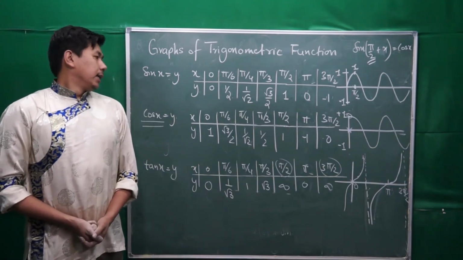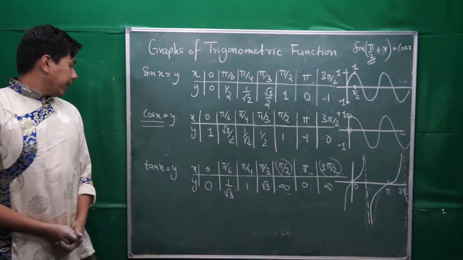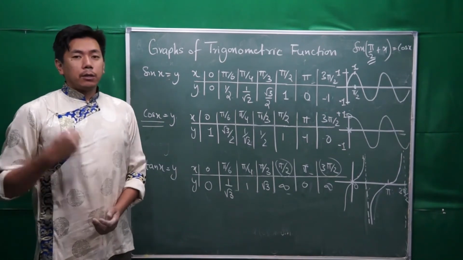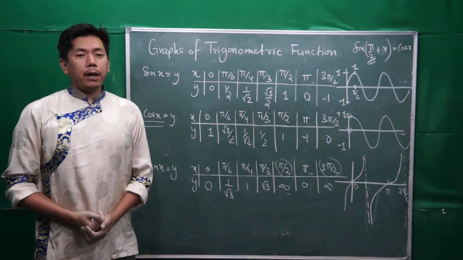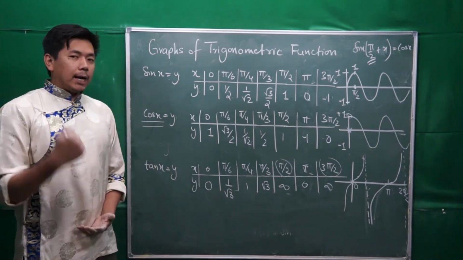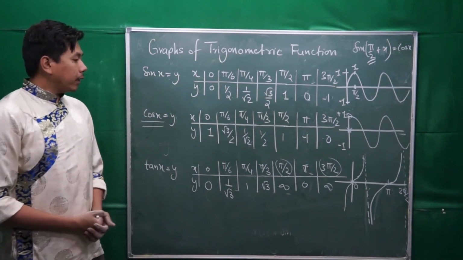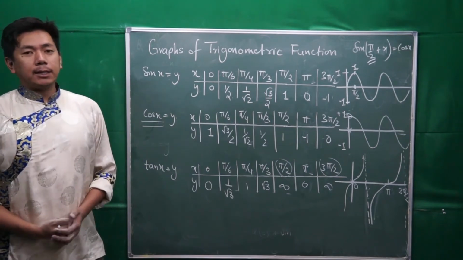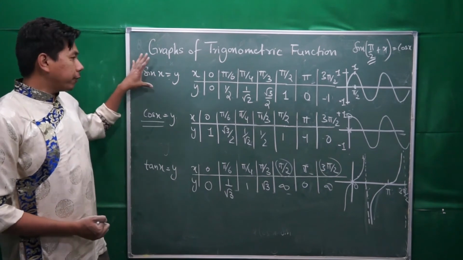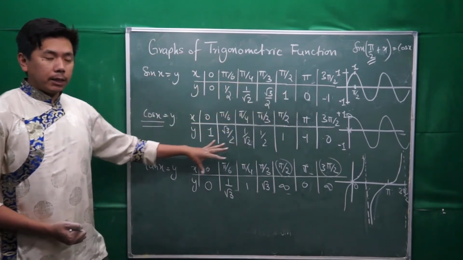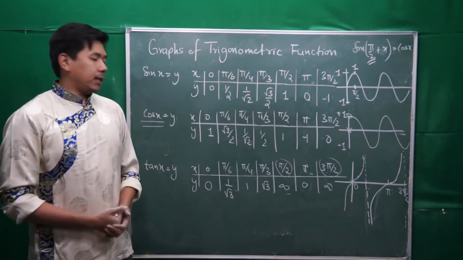So that being said, we have 3 more trigonometric ratios: cosec, sec, and cot. That part I'm leaving up to you to try to understand, and the logic behind plotting the graph is the same as this one, and we'll talk about it later.